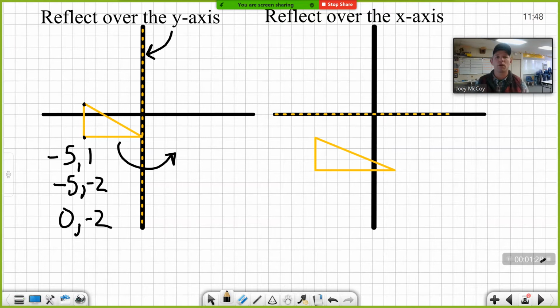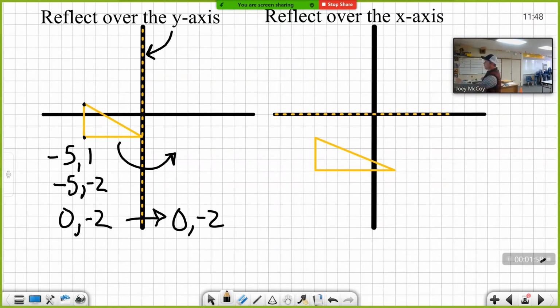Now, in a mirror, when something is super close to the mirror, it is going to stay super close to that mirror. So this point right here that is on the y-axis is going to remain on the y-axis. So let's notice that this point, 0, -2, stays 0, -2.